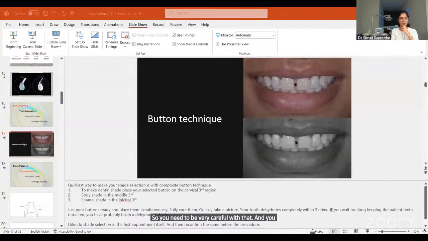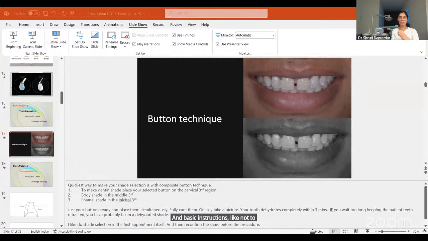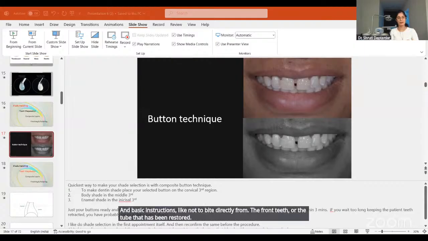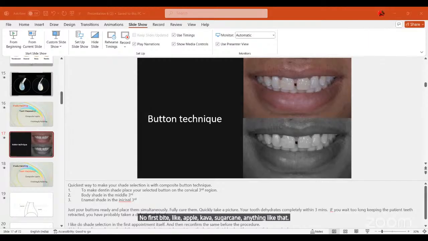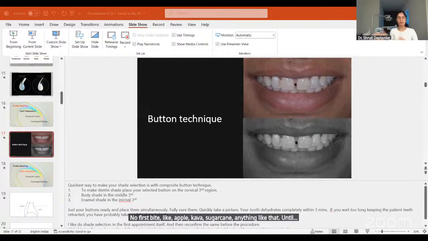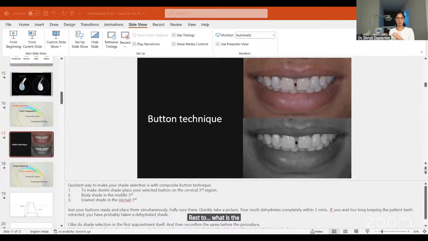And you can give a hard splint at night. The Essix that you provide after ortho, you need to provide the patient for nighttime protection from parafunctional habits. And basic instructions like not to bite directly from the front teeth or the tooth that has been restored. No first bite like apple, guava, sugarcane, anything like that. How much time? Forever until you go for a permanent restoration. It depends on how much tooth has been lost and what is the size of the restoration that you're doing.